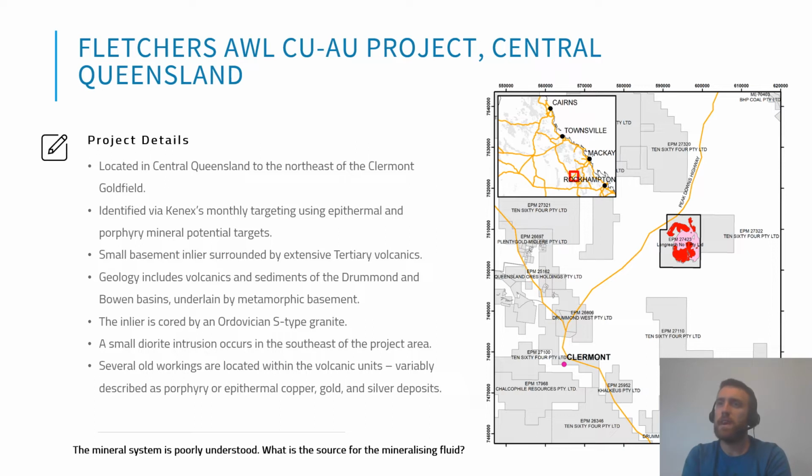So initially we kind of expected that the source for these deposits was likely the big granite in the center of the basement inlier. However, once we looked into it, this granite was seen to be an S-type granite, had the wrong age, so it's clearly not the source. So we want to understand the geology better to try to understand what is the source for the metals, what's the source for the fluids, to help effective targeting in the future.